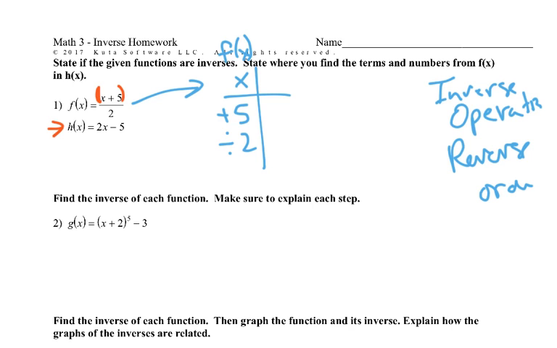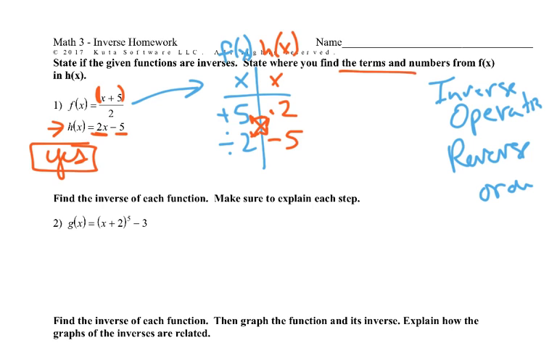Now, if we're doing h of x, what happens here to x? Well, first you would times by 2, and then you would subtract 5. So notice that we've got the inverse operations in reverse order, so yes, they would be. And see how we can see the same terms: dividing by 2, multiplying by 2, adding 5, subtracting 5.